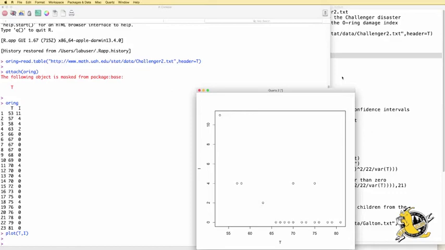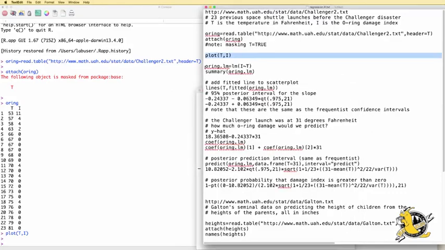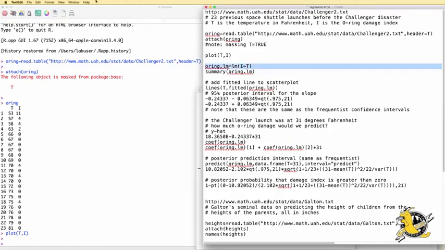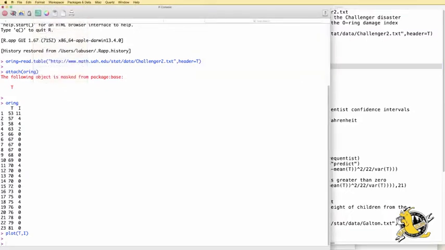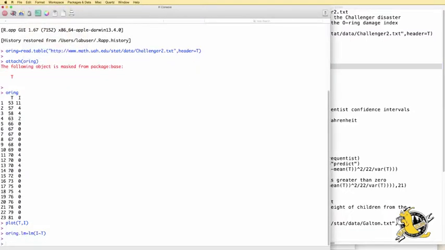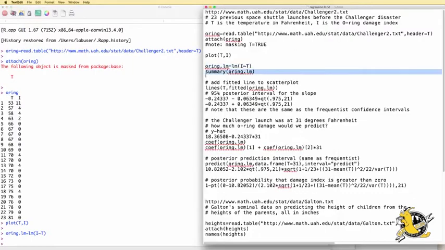Let's fit a linear regression to predict damage based on temperature. I'm going to use the LM command in R. LM stands for linear model. It's a linear model of damage modeled on temperature. So here temperature is the independent or explanatory variable, and damage is the dependent variable. Now I've stored it in this object. If we want to see the results, we can use the summary command.